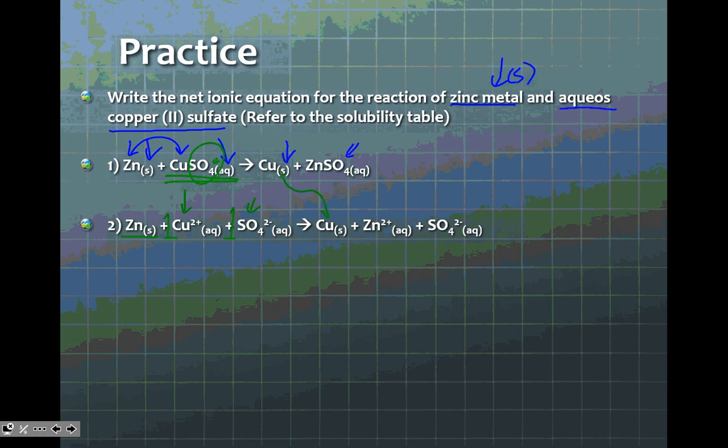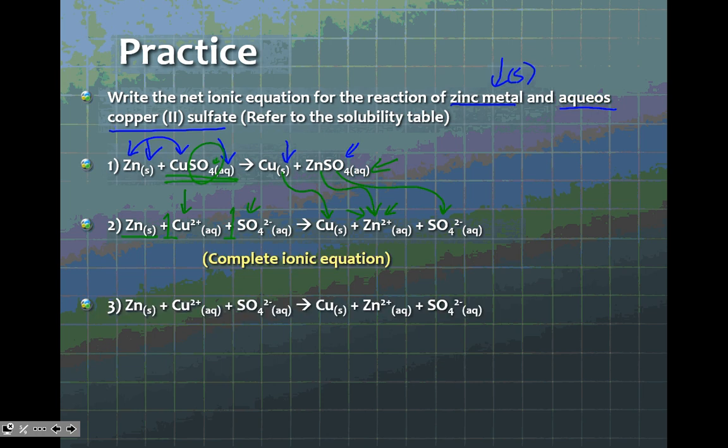Here's our copper solid, right? It doesn't change because it's a piece of copper solid. This guy is aqueous, so we're going to break it down to the zinc 2 plus, that's aqueous, and SO4 2 minus. Make sure you use your periodic table to look up the charge. All right, now we call that the complete ionic equation. Now let's go take a look and get rid of entities that are exactly the same on both sides.